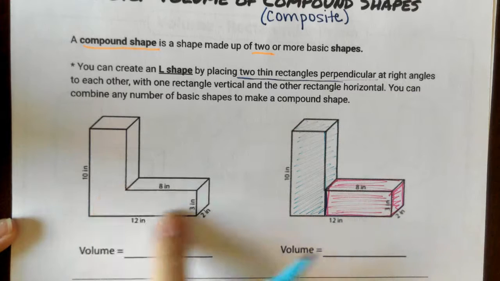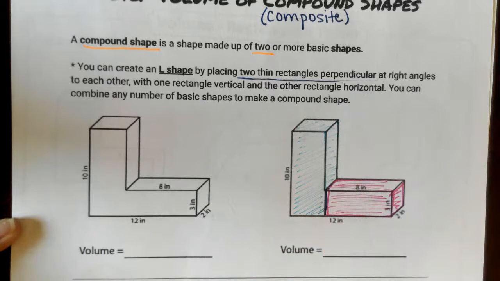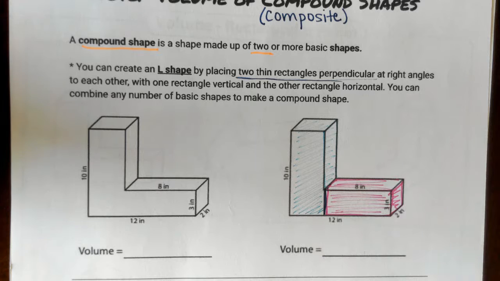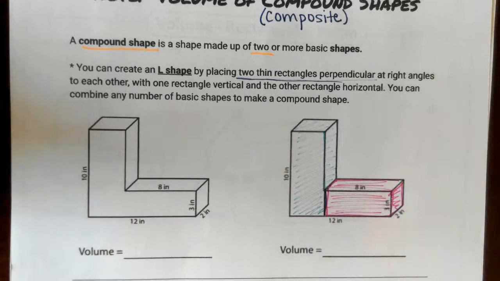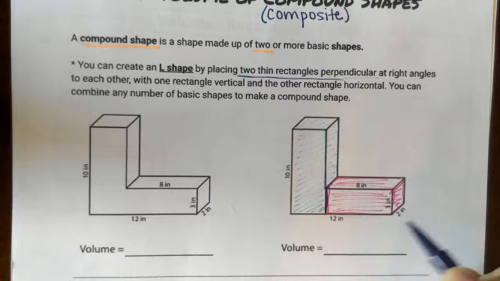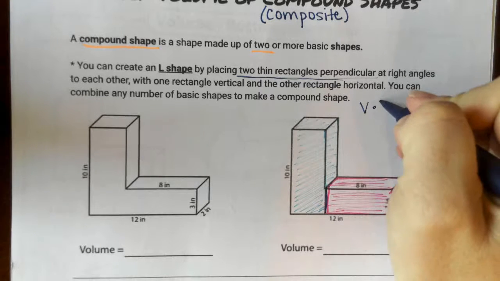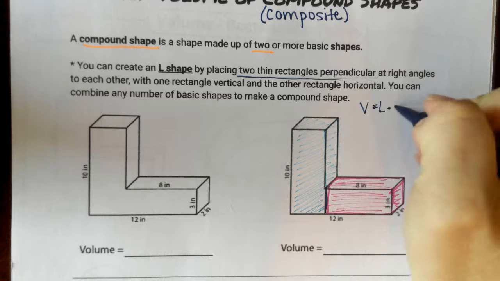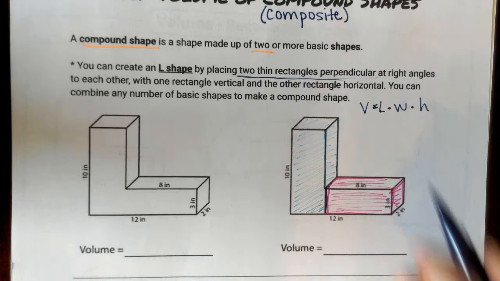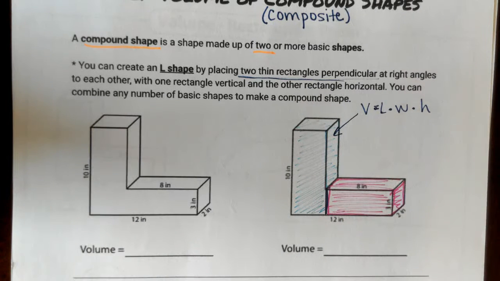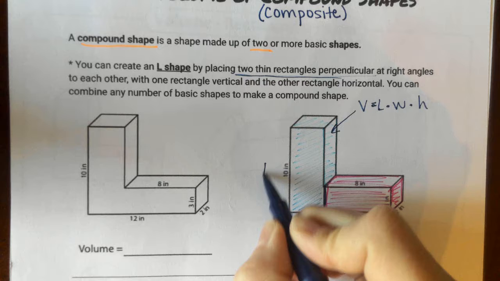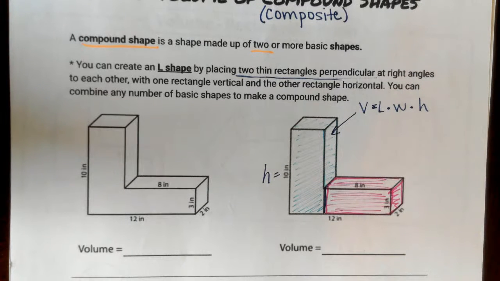Okay, so this compound shape we can now see is actually two rectangular prisms. So all we want to do is find the volume of each and then add them together. So remember, to find the volume of a rectangular prism, we take the length times the width times the height. Okay, so first let's do this shape. Well, we know we have a height of 10. We need to figure out the length and we need to figure out the width.